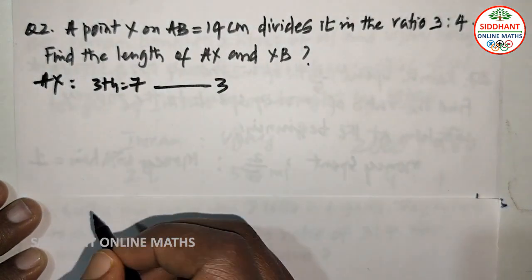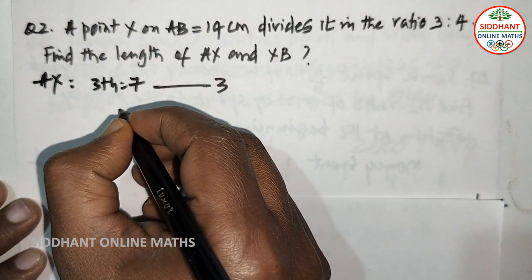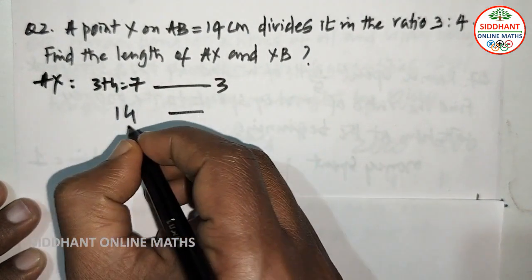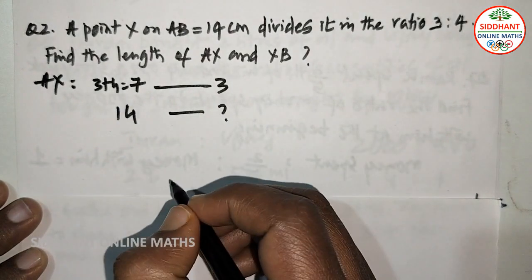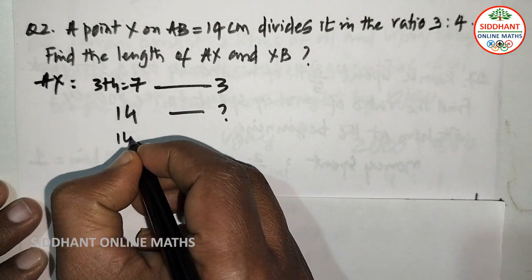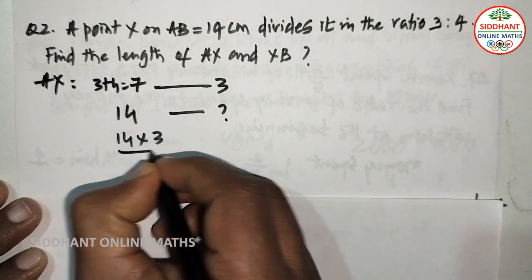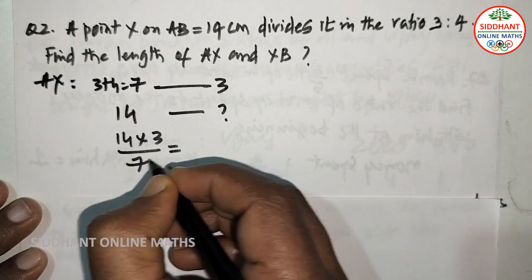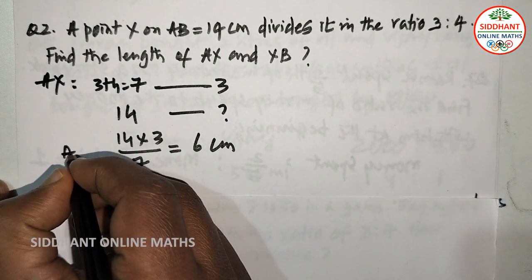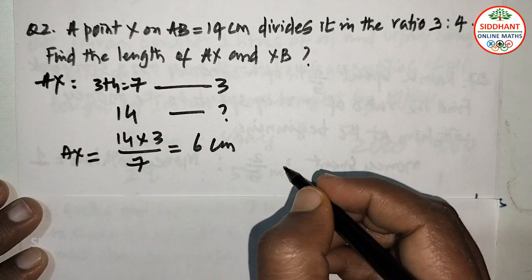The ratio total is 7 and AX takes 3 parts, and now the total length is 14. So from 14, how much will the length of AX be? That will be 14 into 3 by 7. So that will be 6 centimeters. So AX is equal to 6 centimeters.